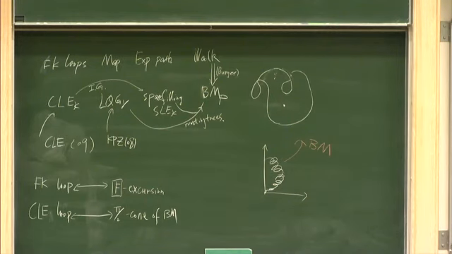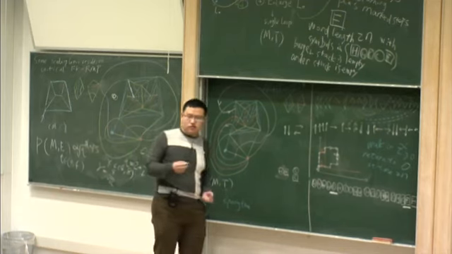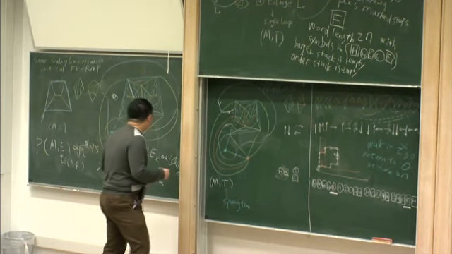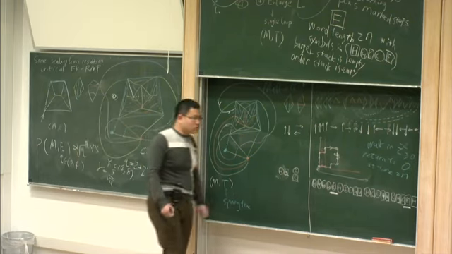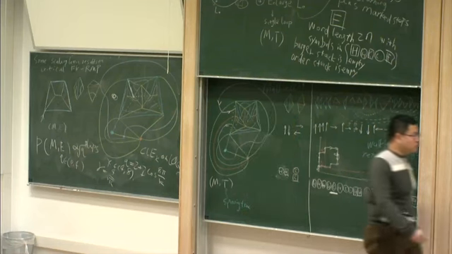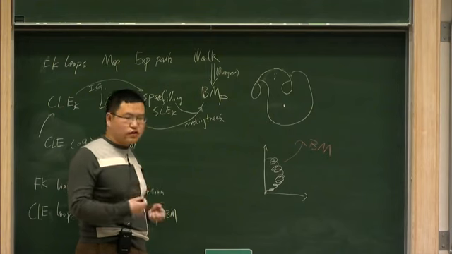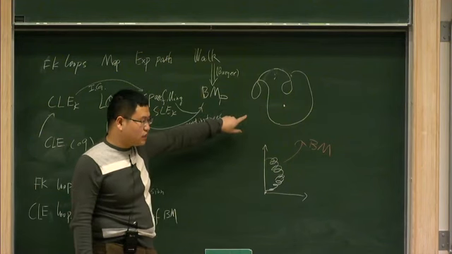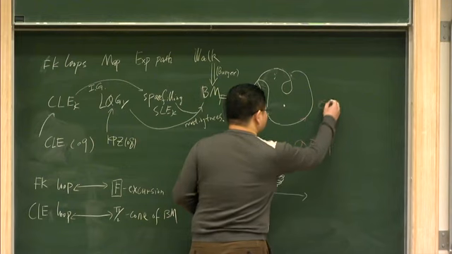Okay, but actually one needs to be a little bit careful about what is the meaning of the area of the loop or length of the loop. The cycle that I'm talking about, in the continuum picture, doesn't correspond to the area of the whole loop. For example, a typical CLE loop looks like this. This is a CLE loop.